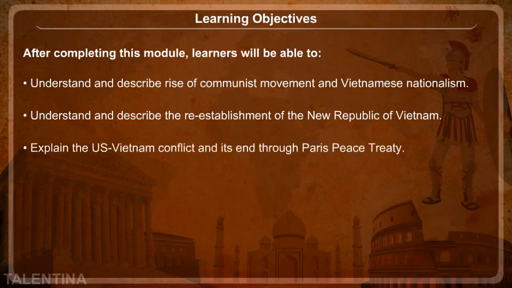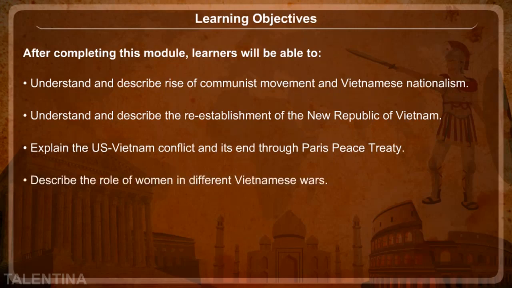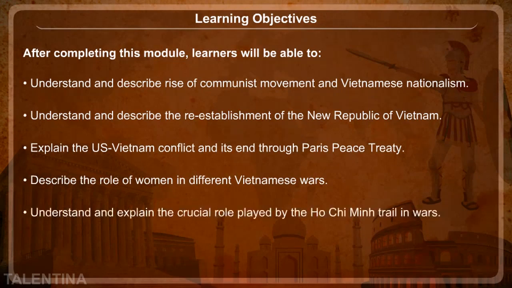Explain the US-Vietnam conflict and its end through the Paris Peace Treaty. Describe the role of women in different Vietnamese wars. Understand and explain the crucial role played by the Ho Chi Minh Trail in wars.